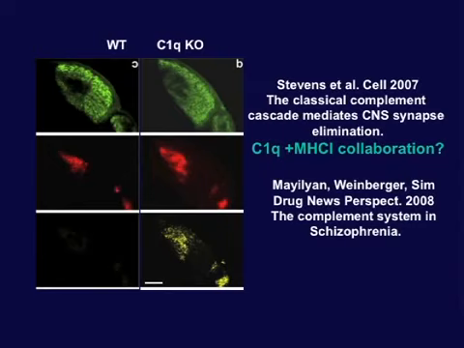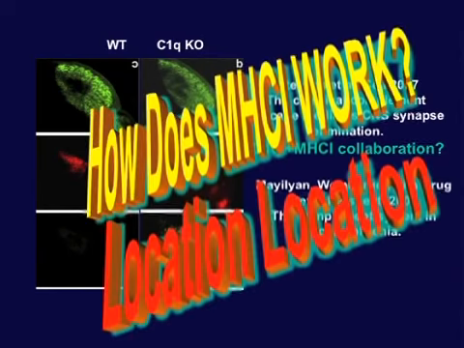And then I was also reading some of these papers on schizophrenia. So I searched C1q and schizophrenia, and stuff comes up too. Okay, so how does MHC1 work? I want to talk about this now for the rest of the talk.